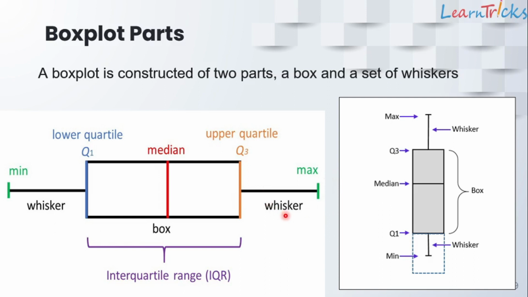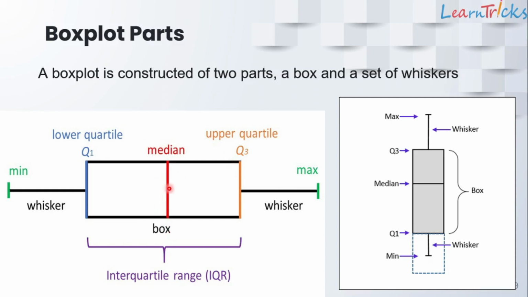Now any box plot will have a maximum of 2 whiskers. Sometimes it has 1 whisker, sometimes it has 2 whiskers. We will cover univariate and bivariate in detail. Now the whiskers show the minimum and maximum values, while the ends of the box show the lower and upper quartiles, and the line in between that box is called the median.